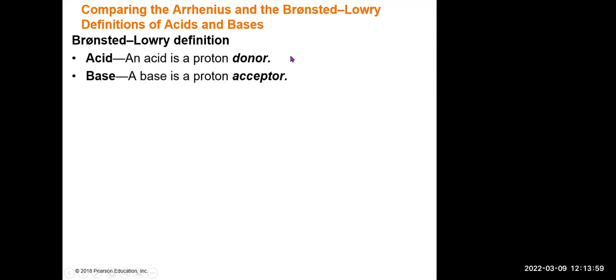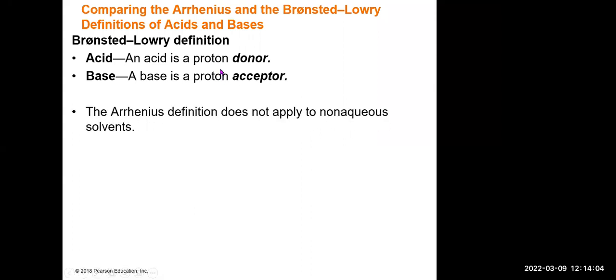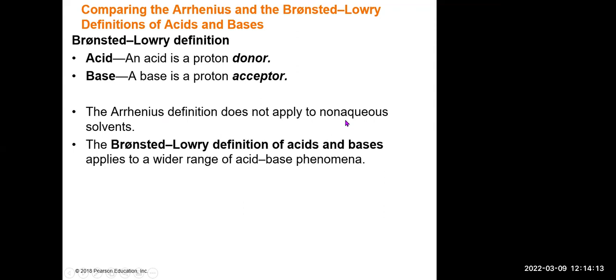Another definition of acid base is the Bronsted-Lowry definition. So according to Bronsted-Lowry, an acid is a substance that donates a proton, or an acid is a proton donor. A base is a proton acceptor. So what do they mean by proton? Proton means H plus. The Arrhenius definition does not apply to non-aqueous solvent. The Bronsted-Lowry definition of acid base applies to a wide range of acid base phenomena.